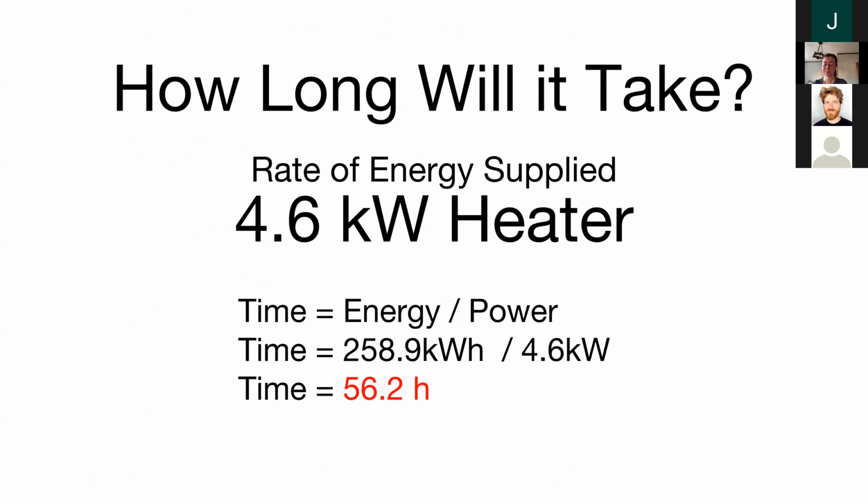So then trying to figure out how long it will take to heat up our hot tub. We know the energy, the 258.9 kilowatt hours, and we know the power, the rate of energy transfer to heat up this hot tub, which is 4.6 kilowatts from our heater. We know from the previous slide that power equals energy over time. So rearranging, time equals energy over power, the 258.9 kilowatt hours divided by 4.6 kilowatts. That gives us 56.2 hours to heat up our hot tub, which seems way too long. I think we need to look for a different system.